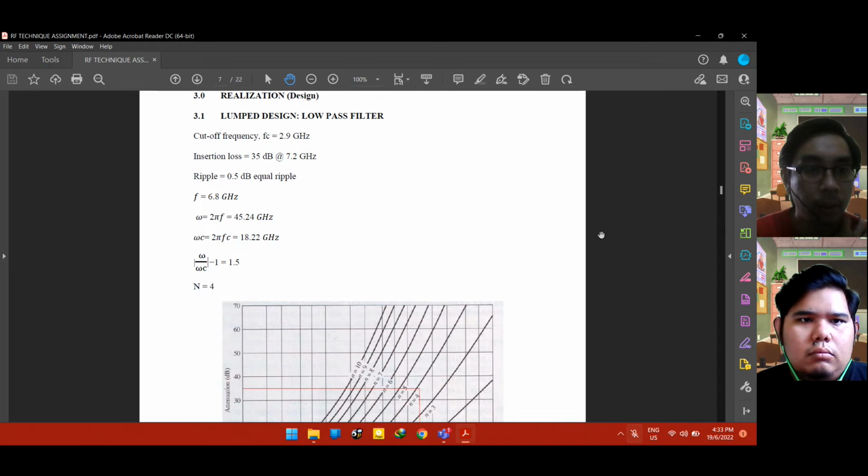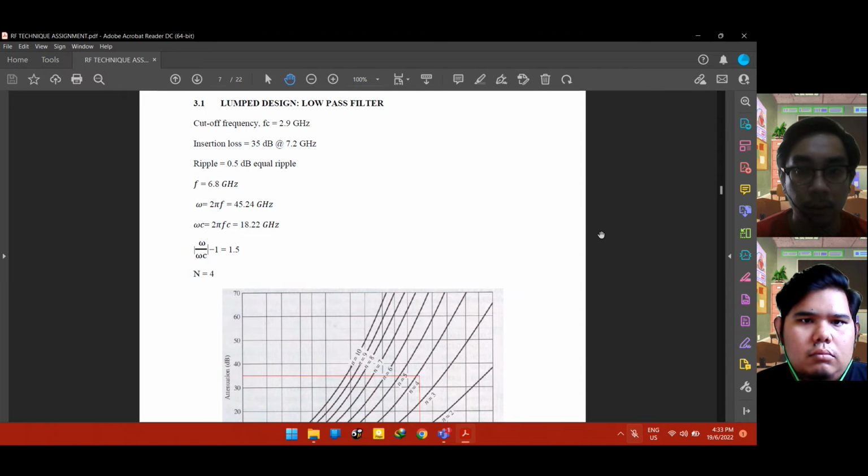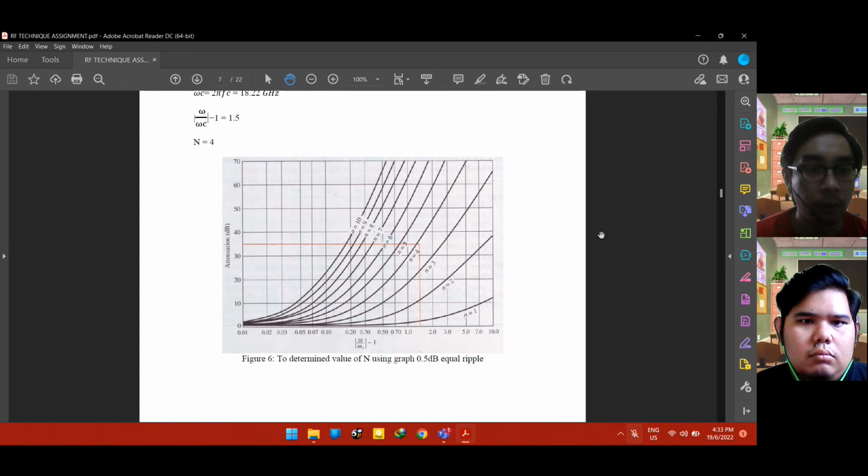18.22 gigahertz, and then for the calculation, we find the ripple based on the table. Based on the table, we get the value of n by using this 1.5, at the bottom one, at the red line, and then the dB is 35. So the n that we get is n equals 4.